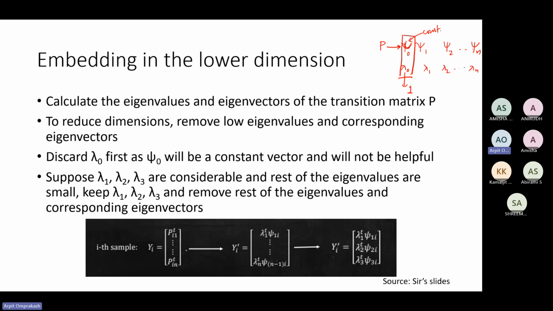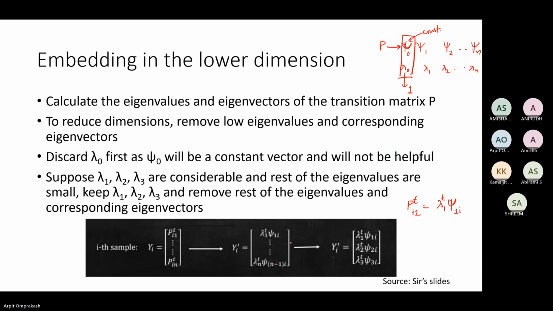Now we can represent our data in n minus 1 dimensions using this formula. So basically PT of i, which we have converted, becomes lambda 1 to the power T times psi 1 of i. And so on for all the different ones, leaving out one of them. So we'll have n minus 1 values here.